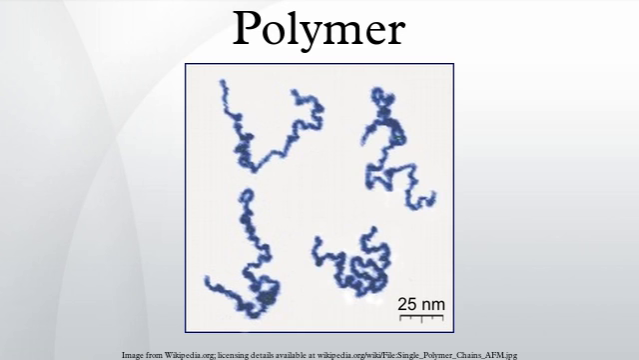The term was coined in 1833 by Jöns Jacob Berzelius, though with a definition distinct from the modern IUPAC definition. The modern concept of polymers as covalently bonded macromolecular structures was proposed in 1920 by Hermann Staudinger, who spent the next decade finding experimental evidence for this hypothesis.